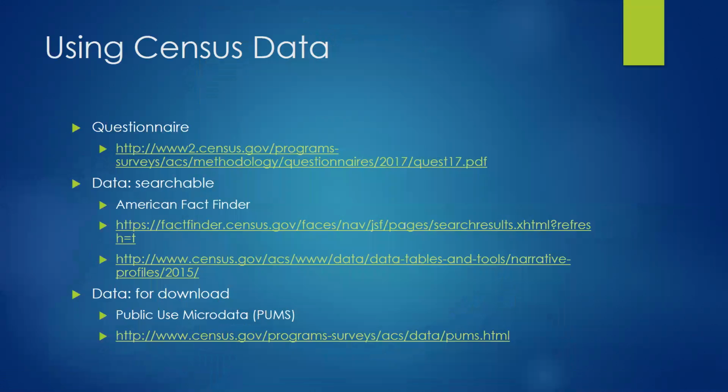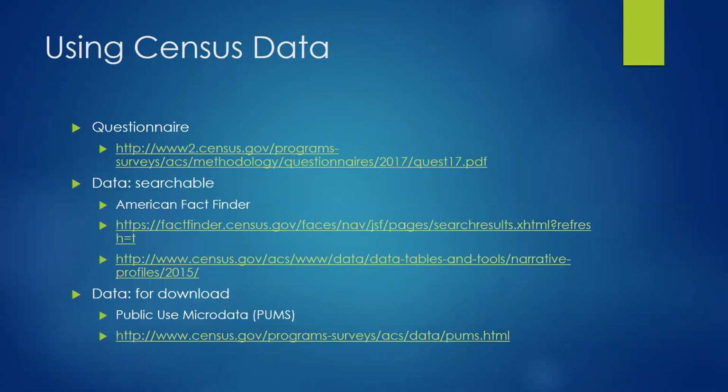So here are some links if you would like to spend more time looking at census data. The questionnaire itself is linked first. There's a really nice searchable data set, the American Fact Finder, which is linked there. Below that is a link to the narrative profiles. So these are basically already done for you.